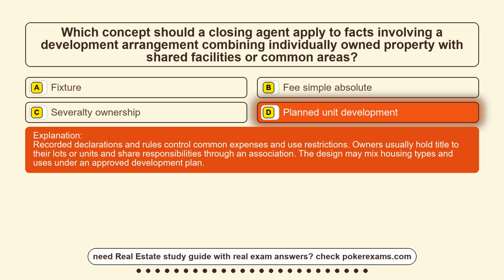Recorded declarations and rules control common expenses and use restrictions. Owners usually hold title to their lots or units and share responsibilities through an association. The design may mix housing types and uses under an approved development plan.